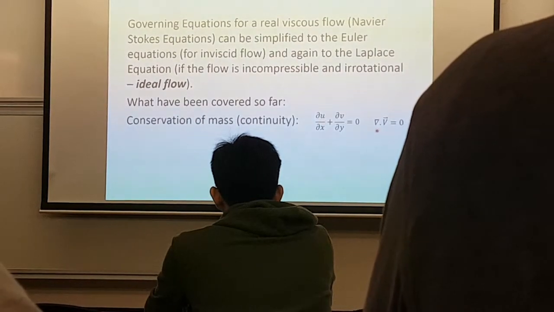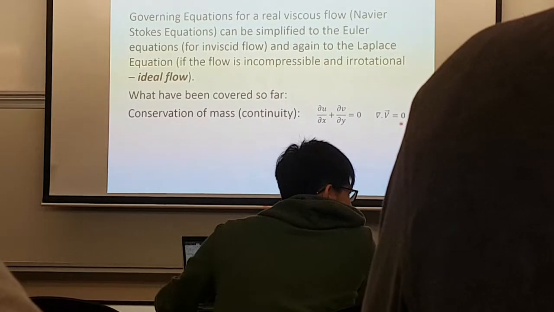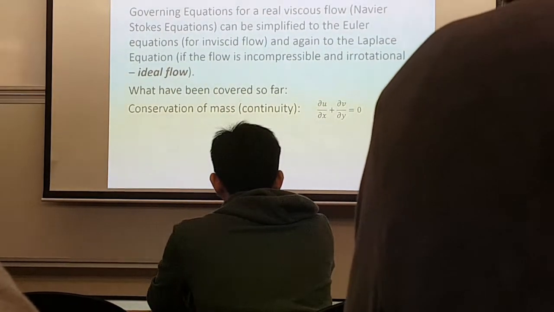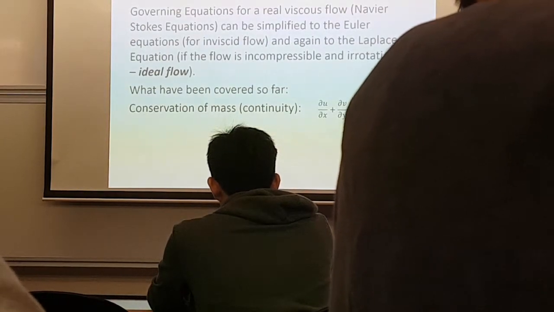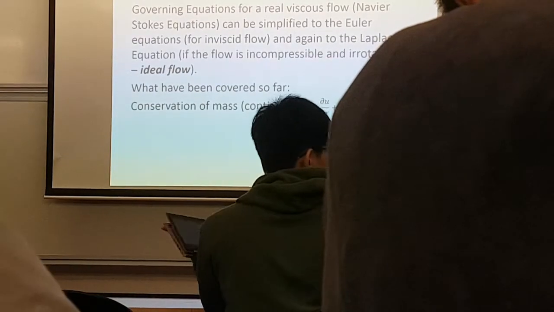We have this here, right? The divergence of a vector field gives us this equation. Why is it equal to 0? Because mass is conserved in this assumption. That means anything that changes with respect to time will be equal to 0.